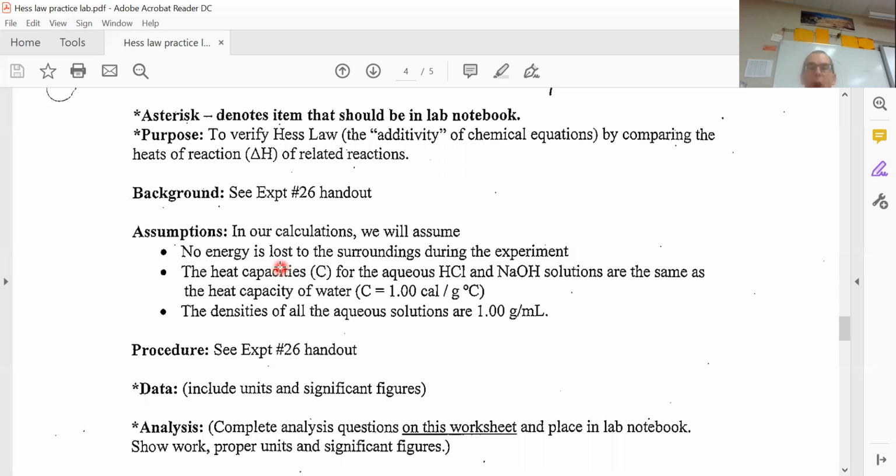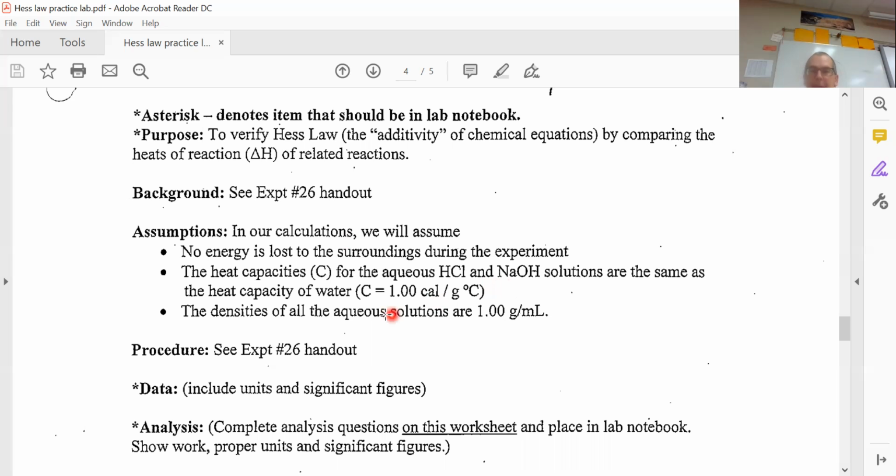No energy is lost to the surroundings during the experiment. We know that some will be lost in actuality, but we'll assume that's small. The heat capacities for HCl and NaOH solutions are the same as that for water. We're going to say 1 calorie per gram degree Celsius. Notice I'm going to use calories for all this. In your lab, you're going to use kilojoules, but really it's just multiplying by 4.18, and that's the only difference there.